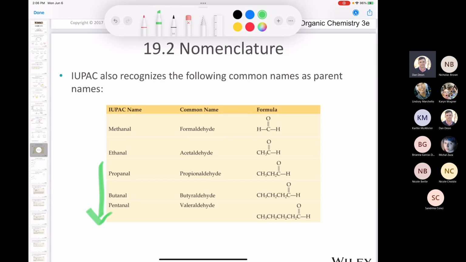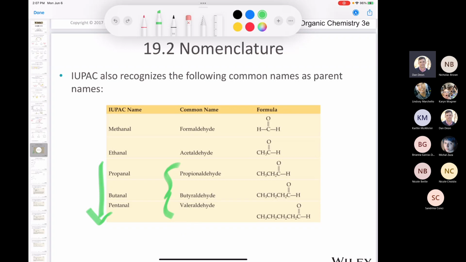I would say the IUPAC names are used a little more than the common names, but the common names could show up in DAT review materials or MCAT review materials. And I know that some of you are interested in that, so I put them in here. So propanal, the common name is propionaldehyde. Butanal, the common name is butyraldehyde. And pentanal's common name is even more frustrating. It's valeraldehyde. You can remember valeraldehyde because it starts with the letter V, which is the Roman numeral 5, for 5 carbons.